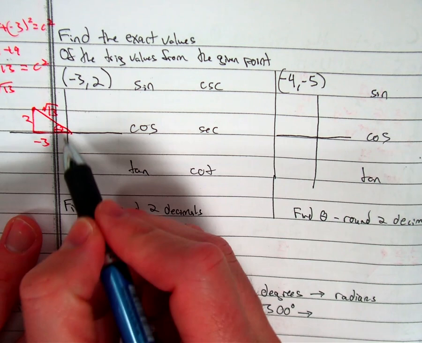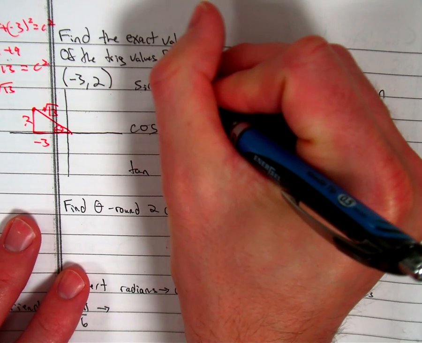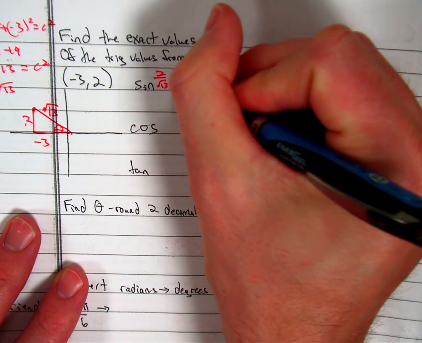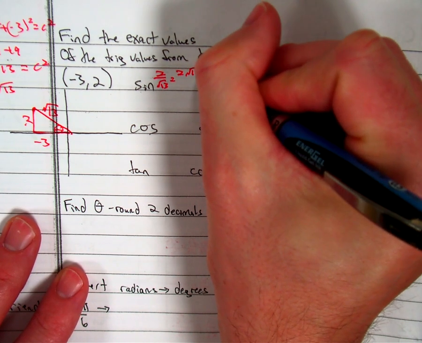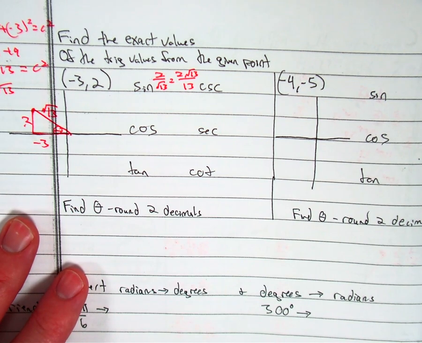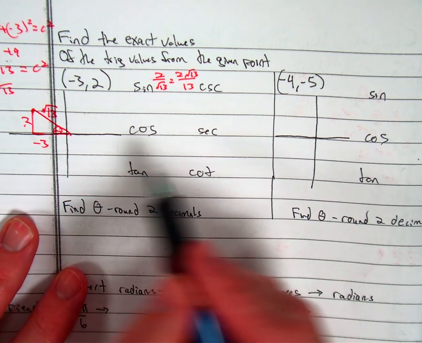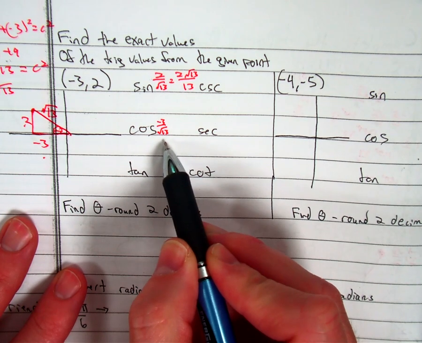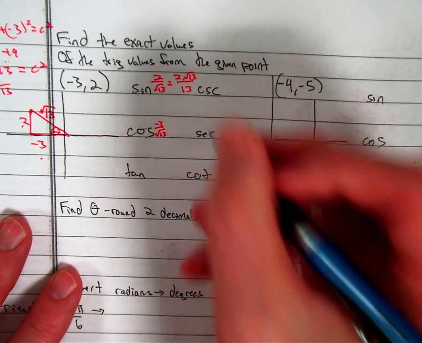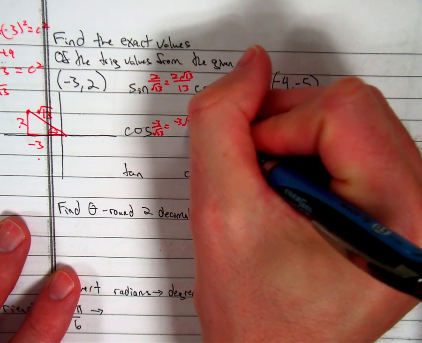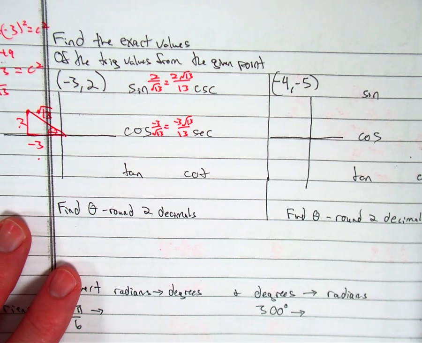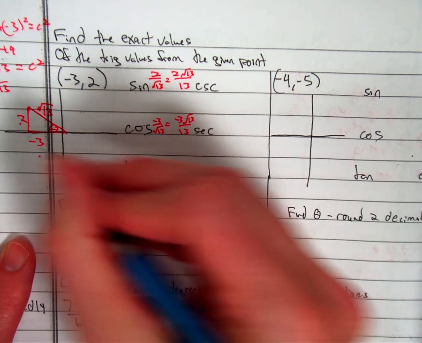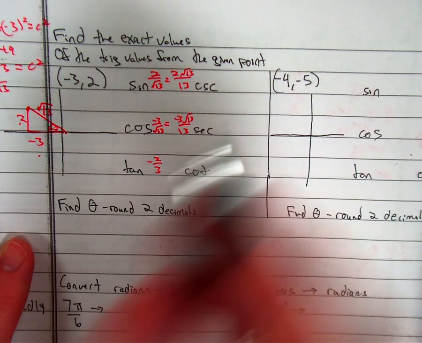So sine is going to be 2 over radical 13. Again, we don't want the radical on the bottom, so you're going to multiply top and bottom by radical 13. And it'll be 2 radical 13 over regular 13. Cosine would be negative 3 over radical 13. And then with the radical on the bottom, we multiply top and bottom by radical 13. And we'll get negative 3 radical 13 over regular 13. Tangent, opposite over adjacent. We'll have 2 over negative 3, or negative 2/3.